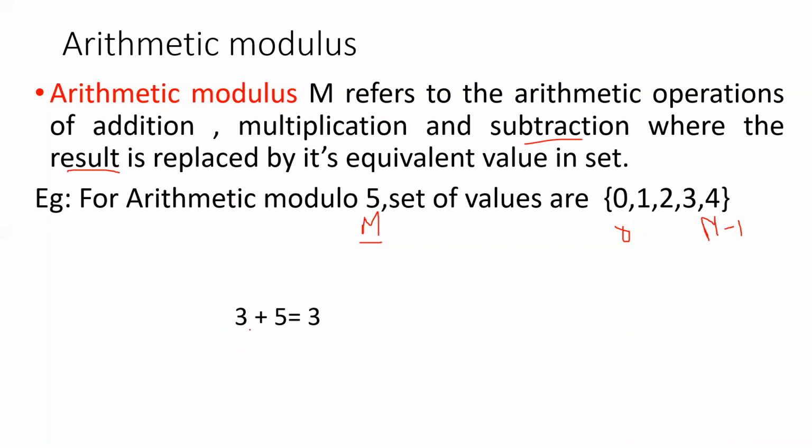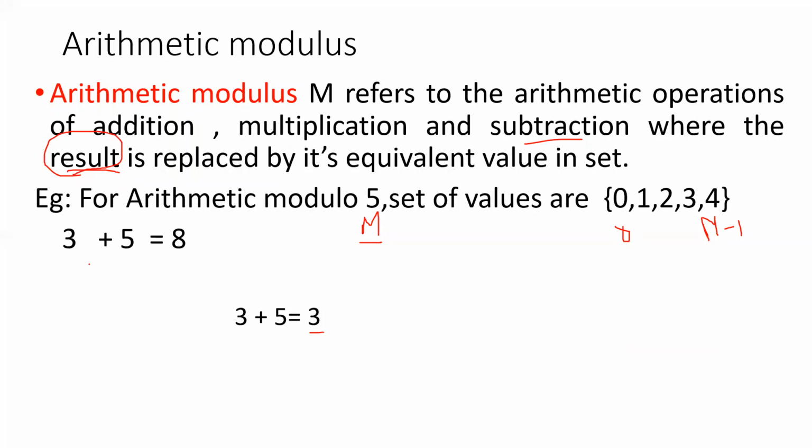Suppose I want to find the addition operation of 3 plus 5. What is 3 plus 5? Why has ma'am written 3 over here, right? I'll explain how 3 plus 5 gives the answer 3 in arithmetic modulus. When you add 3 plus 5, you will be getting 8, right? Listen here. After getting 8, suppose I am finding the arithmetic modulus with the number 5. You will be finding mod with 5. Whatever result you are getting will be taken for mod with 5.